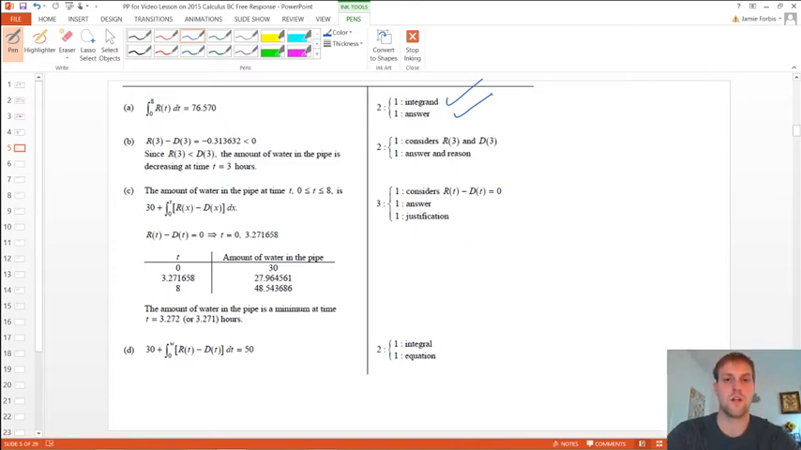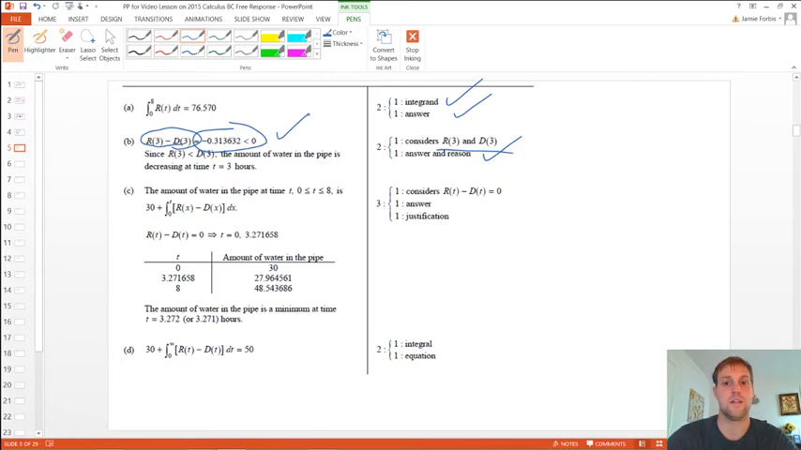For letter B here, we considered R of 3 and D of 3. We considered that by setting up that equation there and an answer with a reason. They said that R of 3 was less than D of 3, but that's another way of saying we stuck with this justification that it was a negative value. So I think both justifications are fine.